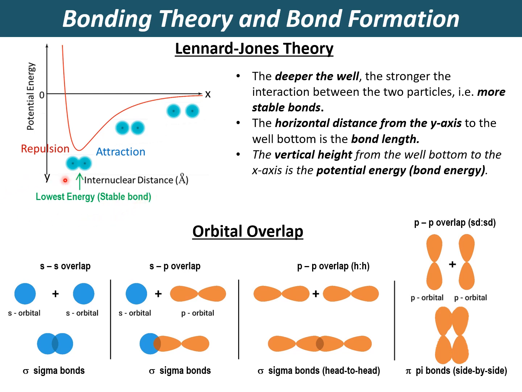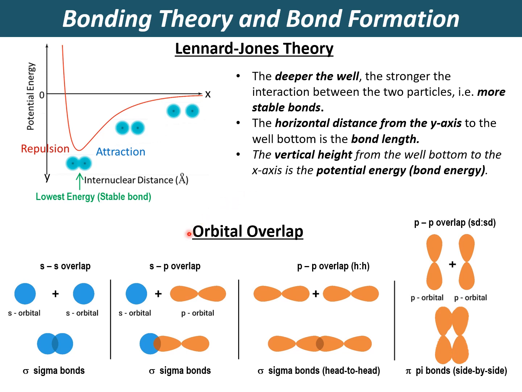And when that stable bond is formed, it involves a combination between repulsive and attractive forces, and therefore we get bond formation. What Lennard-Jones says is that the deeper the well, the stronger the interaction between the particles, meaning a more stable bond. We can also measure the horizontal distance from the y-axis to the bottom of the well for the bond length. So from here to here gives us a bond length. If we measure the vertical height from the bottom of the well, here to here, we can determine the potential energy or bond energy.